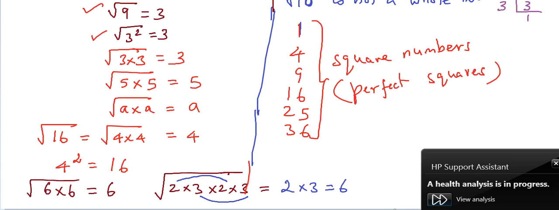For example, 18. Is it a square number? No. Square numbers are 1, 4, 9, 16, 25. 18 is not a square number. But how do we find out? If you find the square root of 18, the result will not be a whole number. Let's try prime factorizing 18.